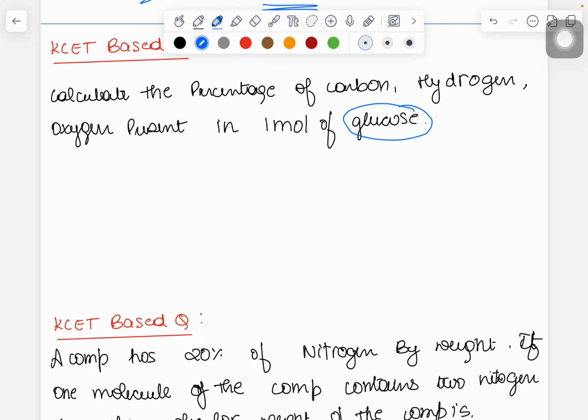Before putting all the values in the formula, first you find out the molecular mass of glucose. Glucose is C6H12O6. So we have 6 carbon, its atomic mass is 12, plus we have 12 hydrogen, its atomic mass is 1, plus 6 oxygen, its atomic mass is 16. If you solve these numbers, the molecular mass of glucose is 180.